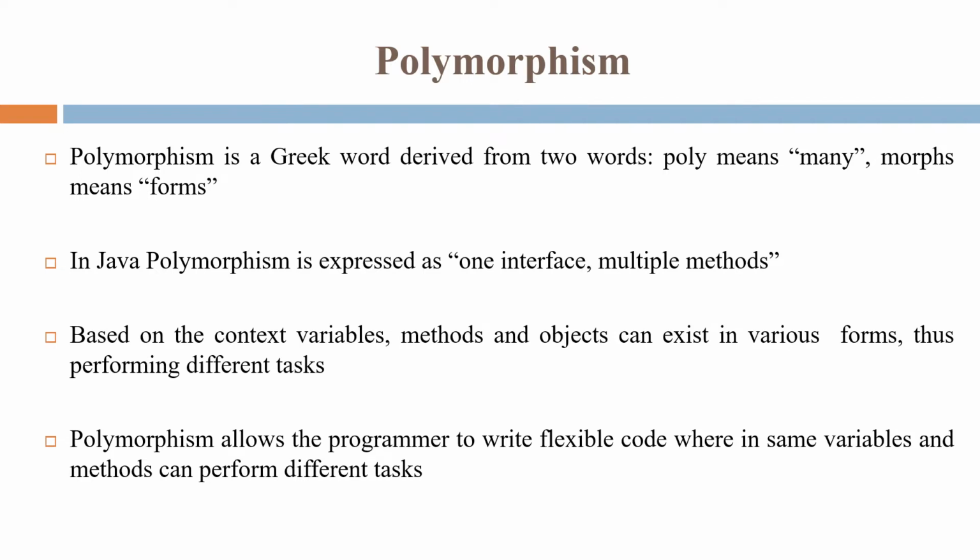That means that in Java we can have variables, methods and objects that can exist in various forms and which can perform different tasks depending on the context where we use them. So this allows the programmer to write flexible code wherein same variables and methods can perform different tasks.